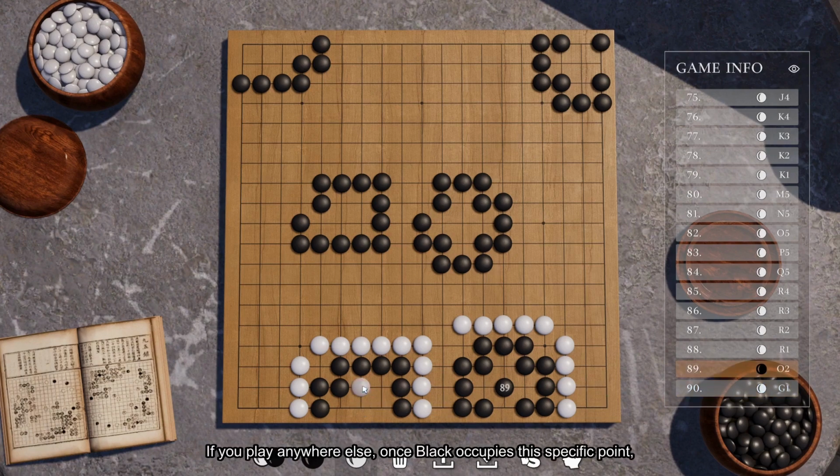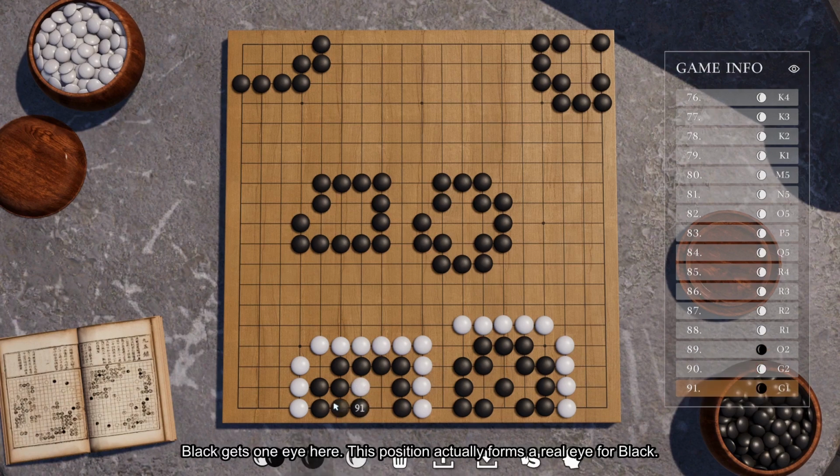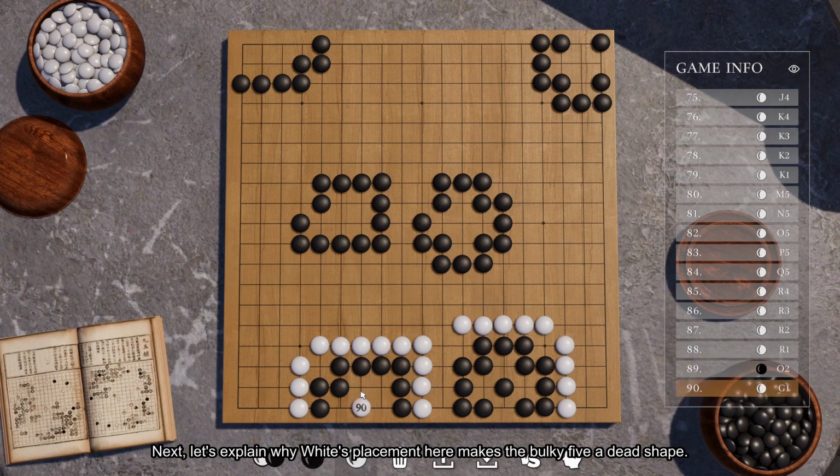We can test this out. If you play anywhere else, once black occupies this specific point, black gets one eye here. This position actually forms a real eye for black. Right, with 2 eyes, black is simply alive. Next, let's explain why white's placement here makes the bulky 5 a dead shape. Let's talk about the underlying logic behind this result.